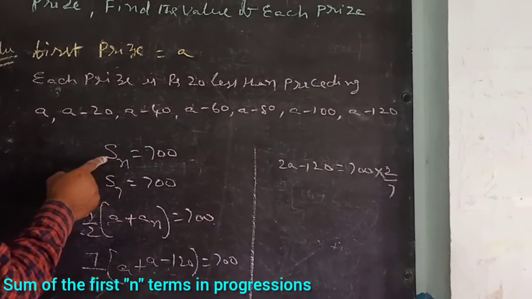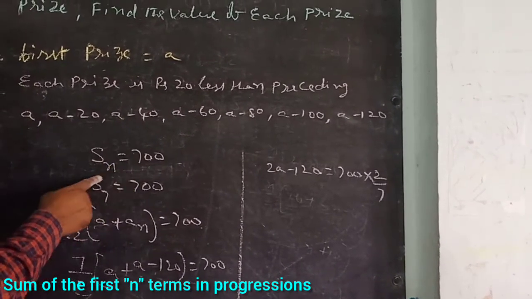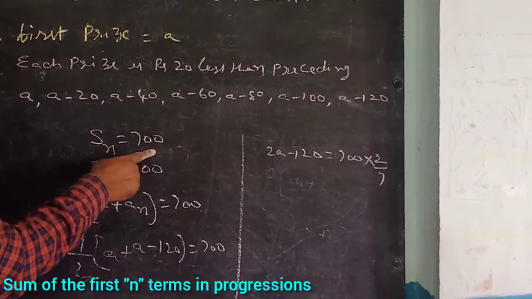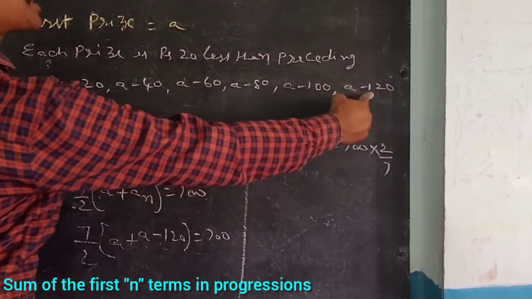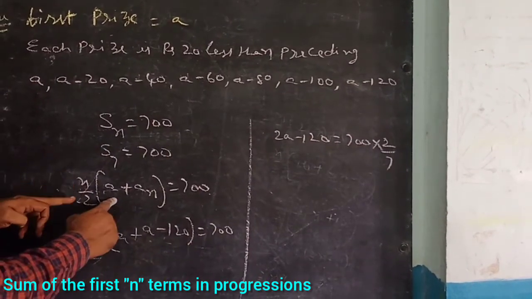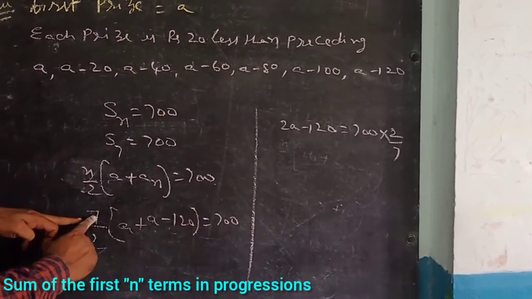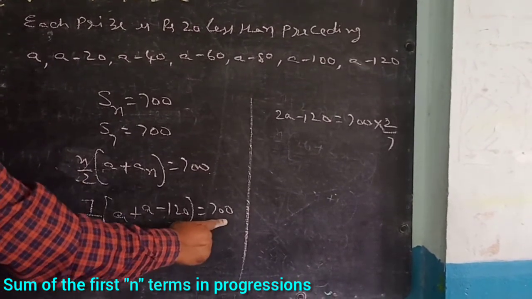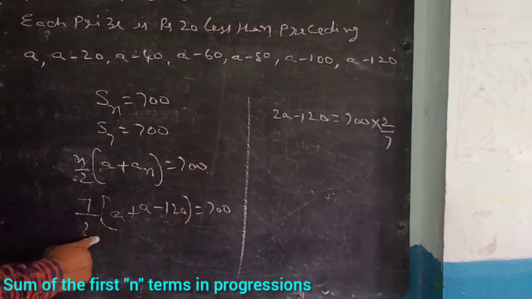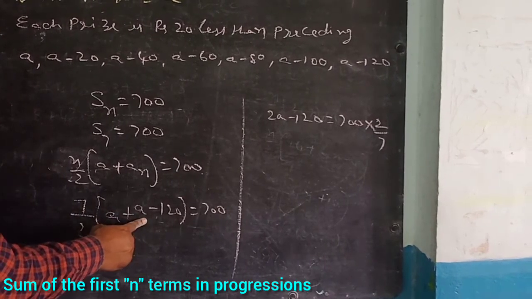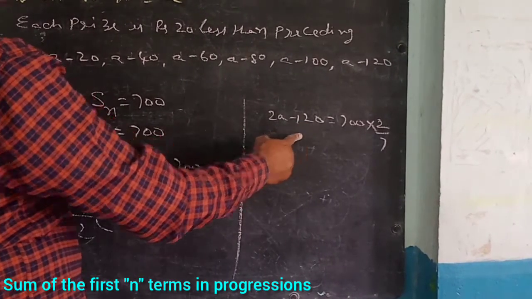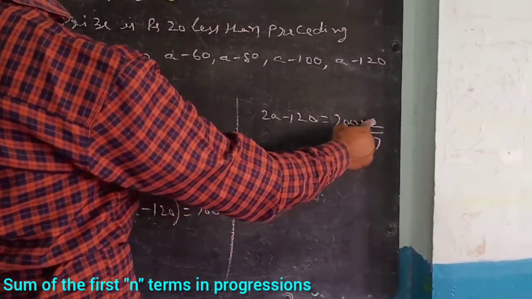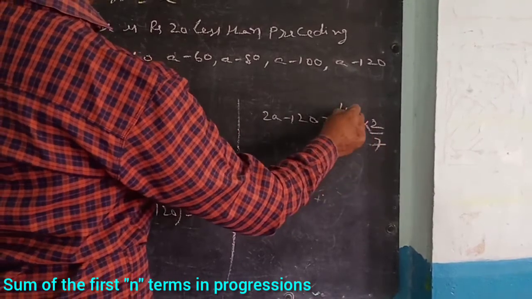So the total cost of the 7 prizes is equal to 700. Sn is equal to 700. What is the Sn formula? We know the first term and the last term. So Sn equals n by 2 into (a plus an) equal to 700. 7 by 2 into (a plus a minus 120) equals 700. 7 by 2 into a plus a, what is that? 2a. 2a minus 120. 7 by 2 changes sides, so 2a minus 120 equals 700 into 2 by 7.